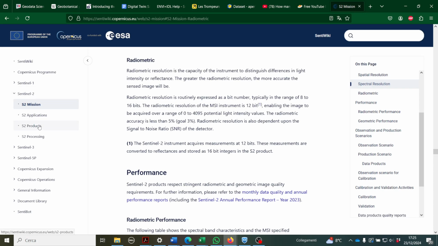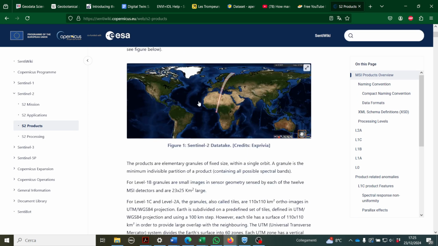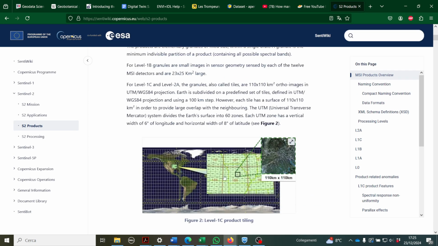If we go to the different products, and this is quite interesting, concerning the MSI products overview, this is the representation. You can have a look at that.